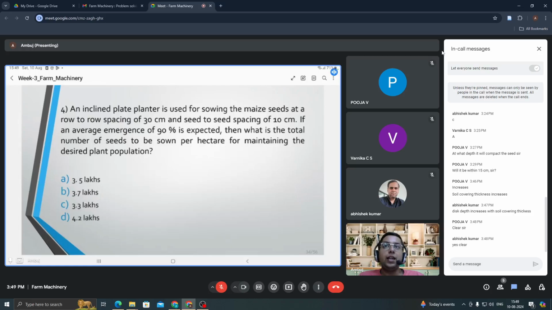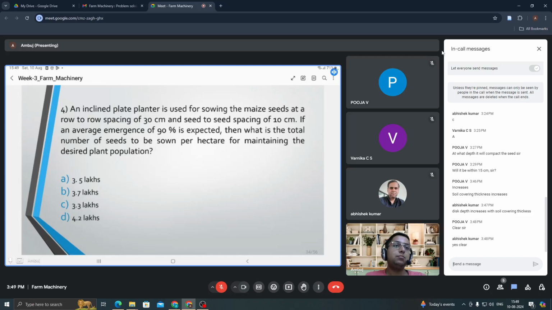An inclined plate planter is used for sowing maize seeds at a row to row spacing of 30 centimeter and seed to seed spacing of 10 centimeters. If an average emergence of 90% is expected, then what is the total number of seeds to be sown per hectare for maintaining the desired plant population?